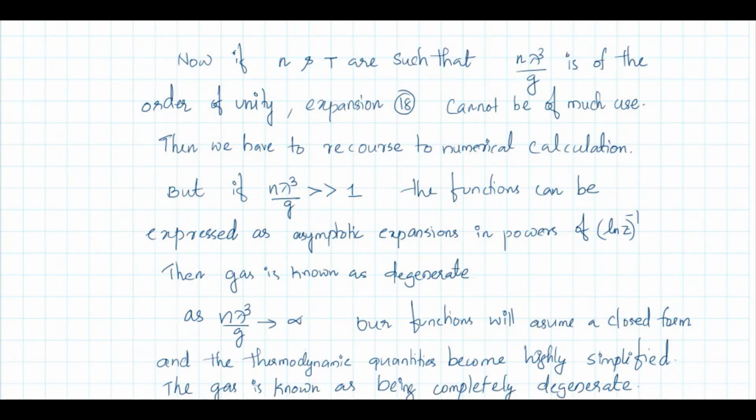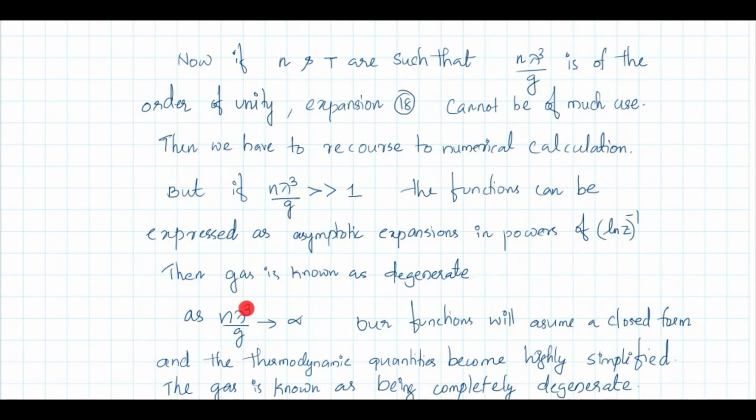nλ³/g greater than 1 condition is known as degenerate. nλ³/g tends to infinity is known as completely degenerate. nλ³/g tends to 0 is known as highly non-degenerate. Those are the different cases. So nλ³/g tends to 0 we already discussed. nλ³/g less than 1 or very much less than 1 also we discussed. nλ³/g of the order of unity is not possible to explain using these expansions. nλ³/g very much greater than 1 we will explain later.